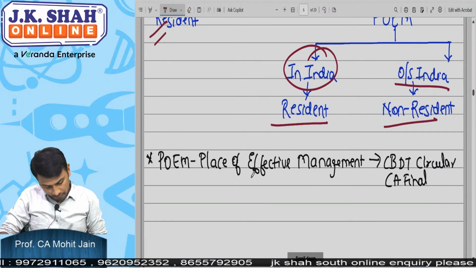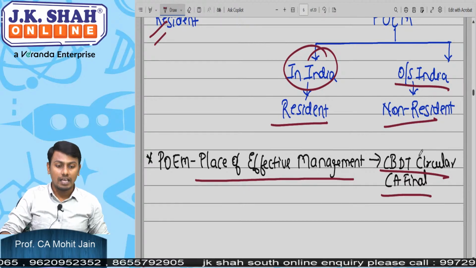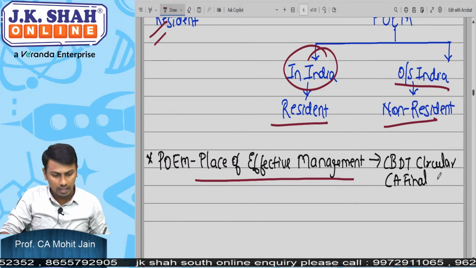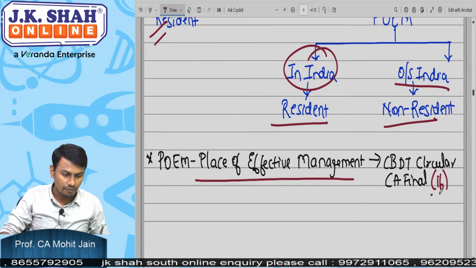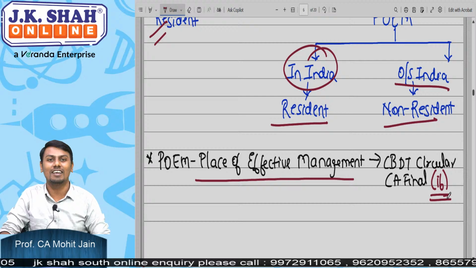So POEM, place of effective management, CBDT circular, CA final. Here you can add one word, two letters here: CA final, bracket open, and write 'if'. So if you come to CA final, at that time we will learn this CBDT circular.